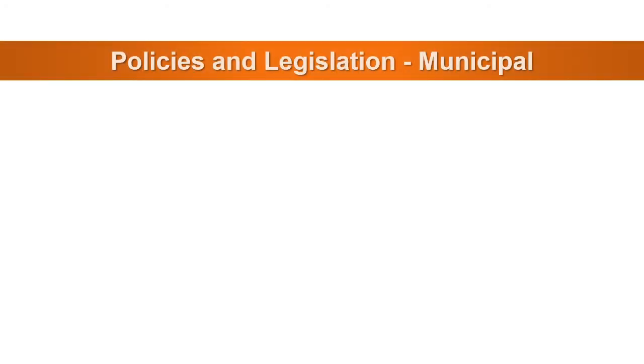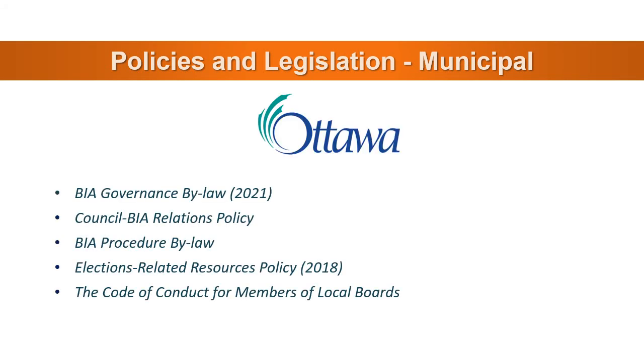The municipal policies that impact the work of BIAs are the BIA Governance Bylaw, which provides standardized governance for BIA boards. The Council BIA Relations Policy, which provides guidance on building respectful relationships between Council and BIA members. The BIA Procedure Bylaw, which provides a consistent operational procedure framework for BIA boards. The Elections-Related Resources Policy, which ensures BIA funds are not used for election-related purposes. And the Code of Conduct for Members of Local Boards, which defines a set of rules, values, and principles that help promote a positive organizational culture.